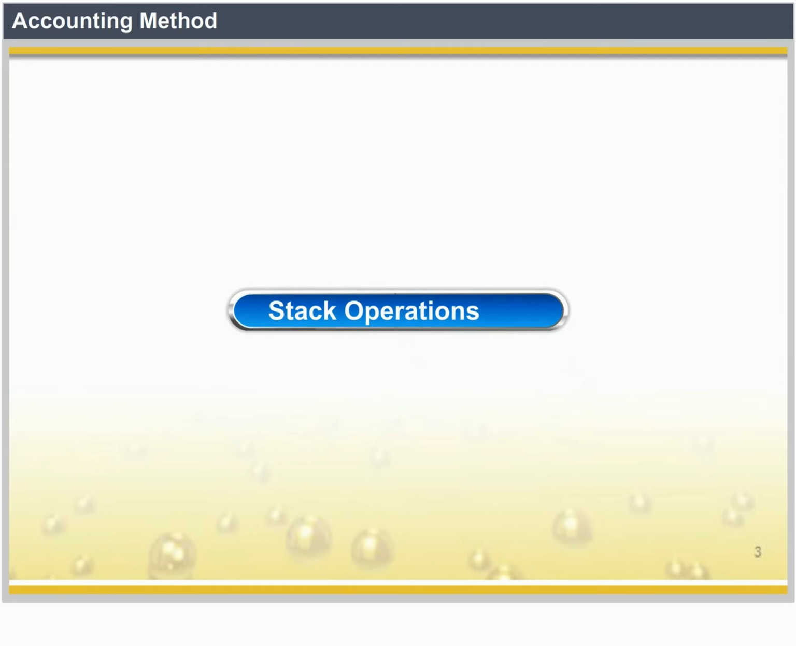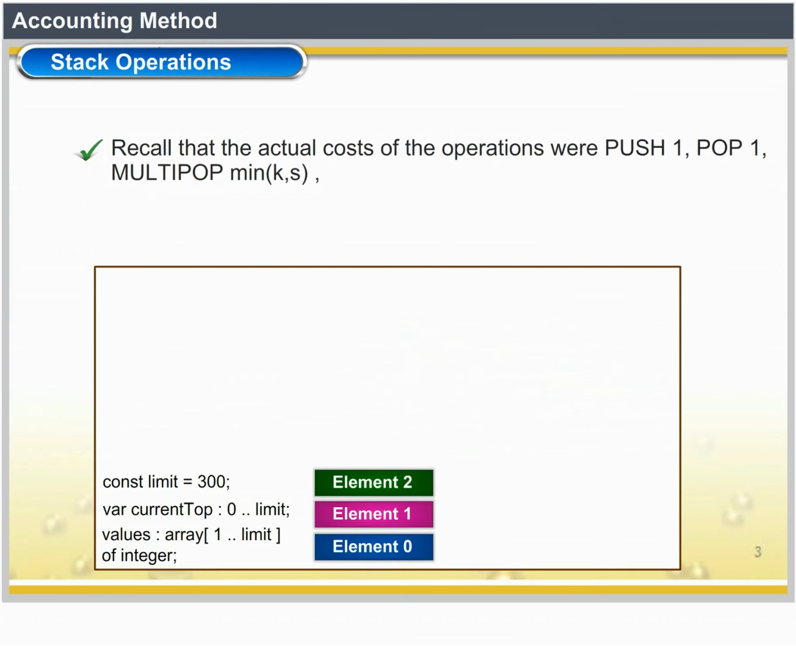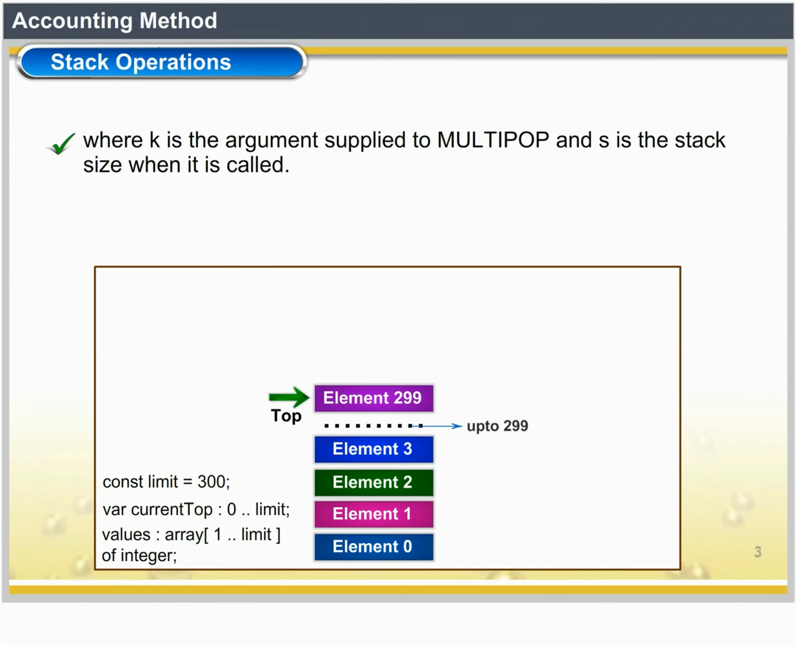Stack operations. To illustrate the accounting method of amortized analysis, let us return to the stack example. Recall that the actual costs of the operations were: push 1, pop 1, multi-pop min(k, s), where k is the argument supplied to multi-pop and s is the stack size when it is called.